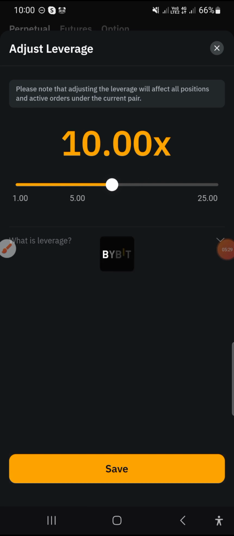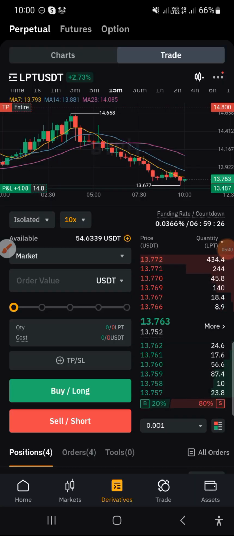All right, you select 10x. Now, what does 10x leverage mean? Okay, so what does it mean? It means that if you want to trade with $10, you are trading with $10 times 10.